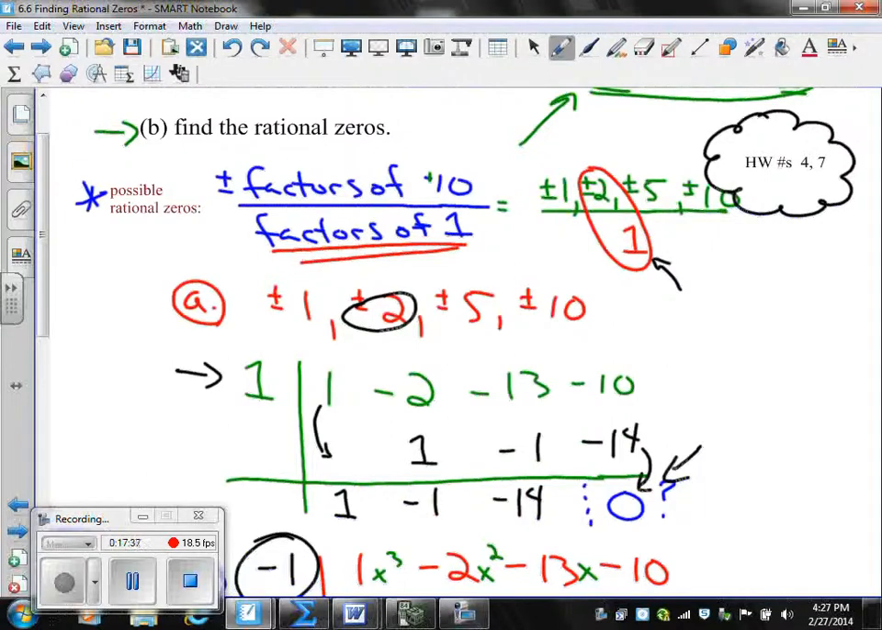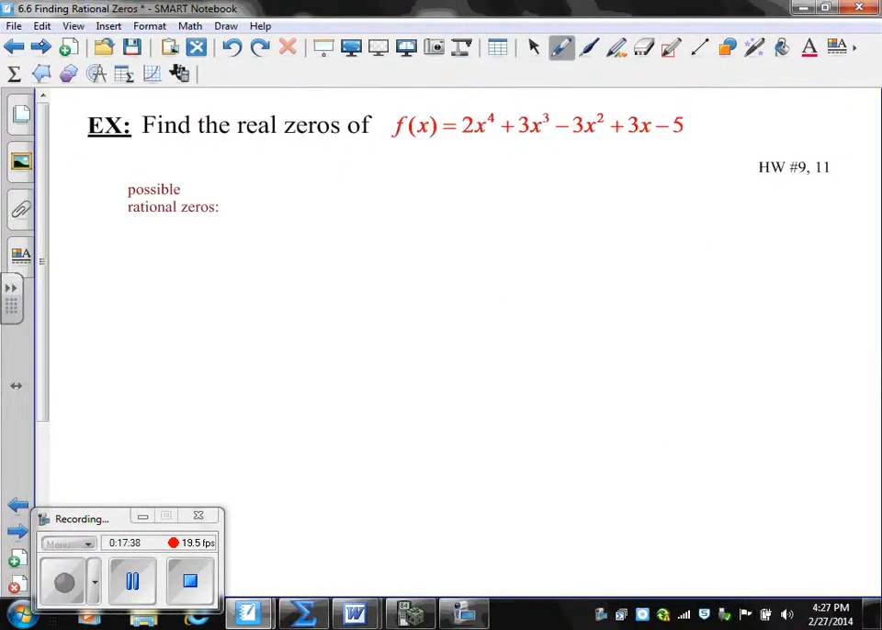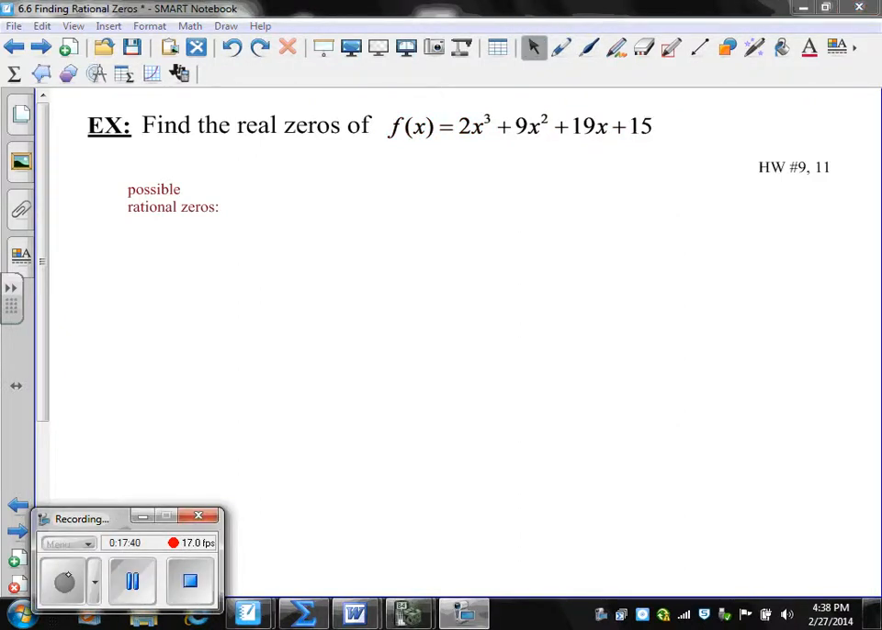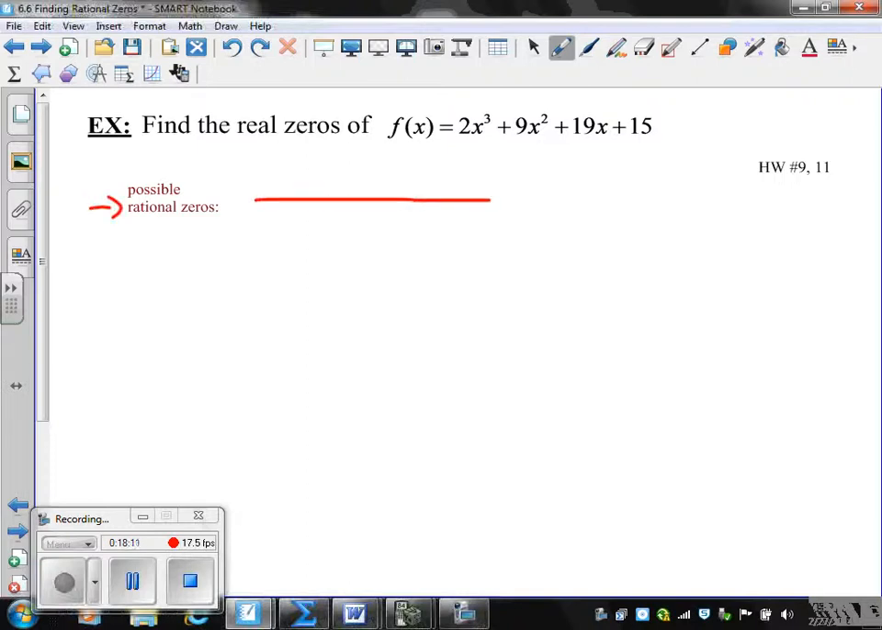Okay, so we're going to find the real zeros of f, which is 2x cubed plus 9x squared plus 19x plus 15. And so again, this is just like before. The only reason why this is a little bit amped up is because we have this factor of 2 as a leading coefficient, and 15 has a few more factors than what we had with 10 in the previous problem. So the first thing I'm going to do is list my possible rational zeros. So I'm going to make my big old fraction bar. I'm going to list all my factors of 15. So I'm going to start with 1. I'm going to go way out here to 15.